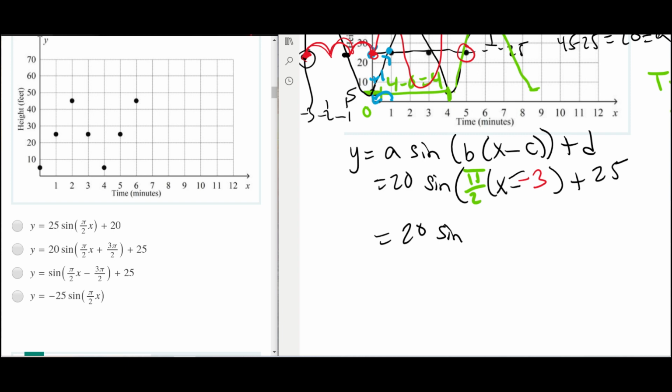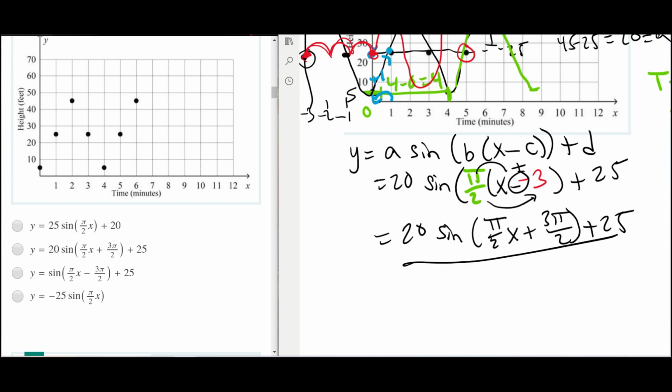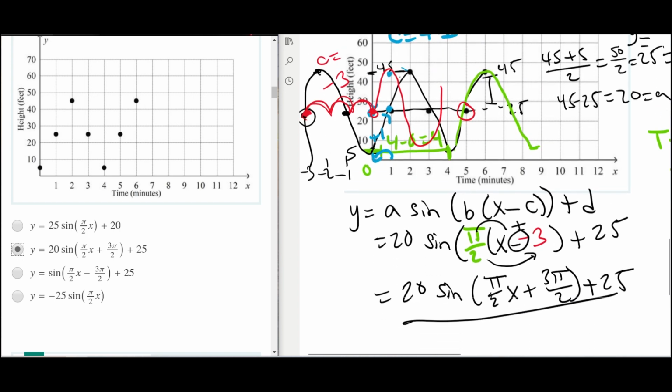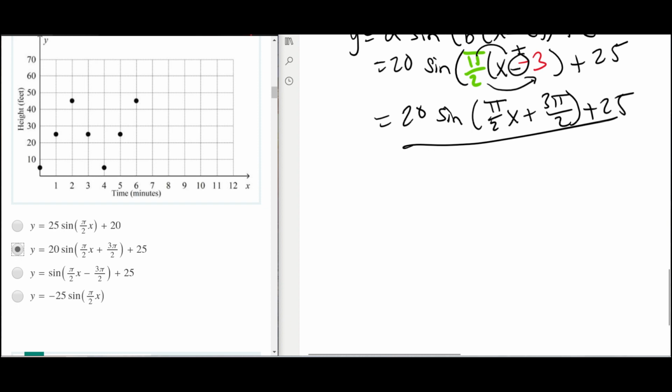Well, remember, 2 minuses make a plus. So we have pi over 2 times x, which is pi over 2x. We're going to distribute. Pi over 2 times 3 is 3 pi over 2. And then plus 25. All right, there's our equation. It actually looks like this one right here. Sometimes the equation won't be on there for the C that you chose, so you got to pick another C. And that's fine. There's multiple C's that you can choose here until you get the right one. All right, so there's our equation.